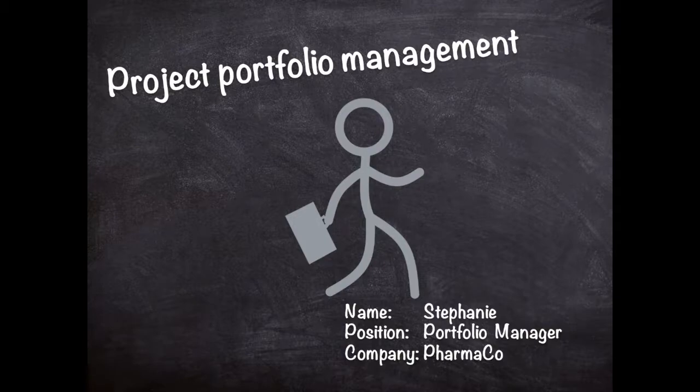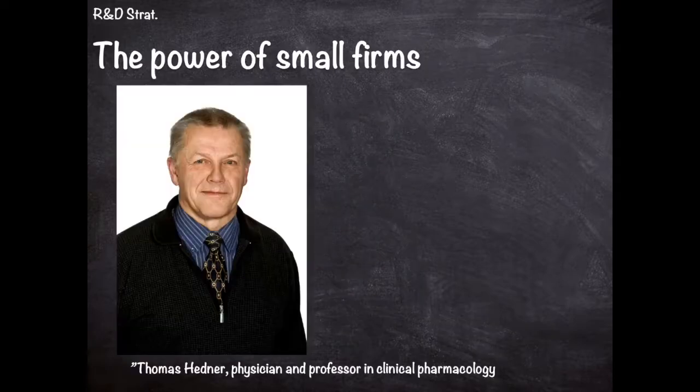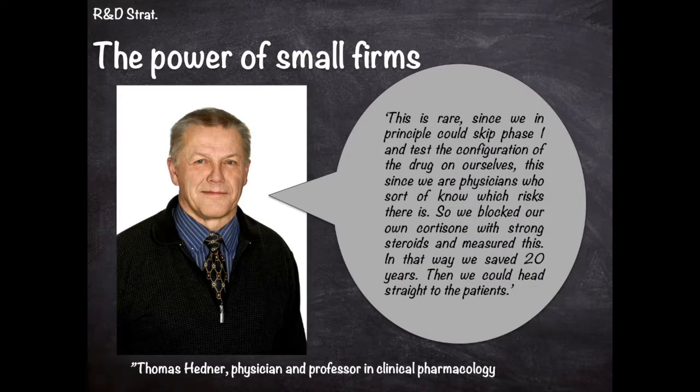And in the case that we solve in this course in one of the workshops, we talk about deciding between projects. In that particular example, we only have 2 projects to decide between, because it's a smaller firm, but in a larger firm you can have several. Smaller firms have a power advantage sometimes, and this is a guy who I interviewed. He's a physician and professor in clinical pharmacology, and he started a business, and he says that they were able to skip phase 1 tests and test the configuration of the drug on ourselves.